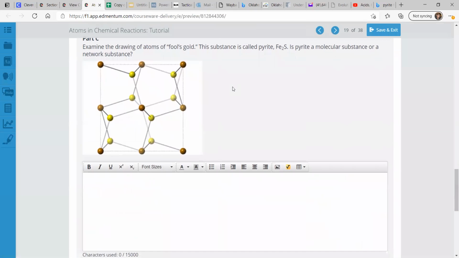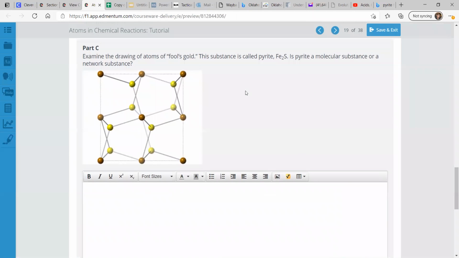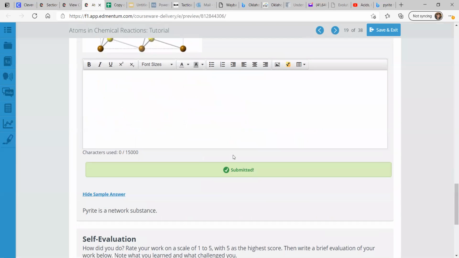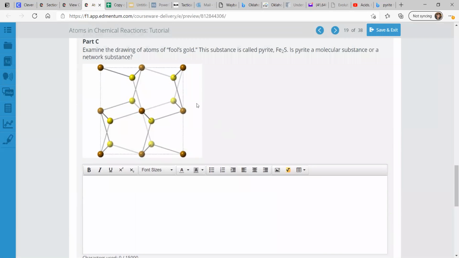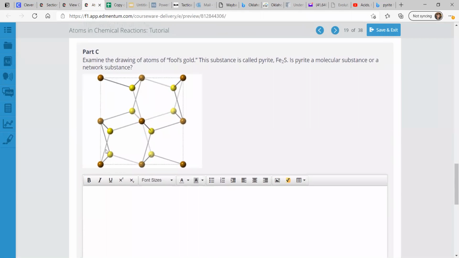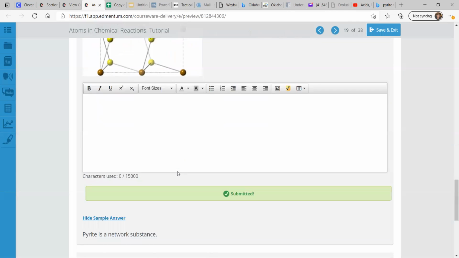And this is what it looks like, the molecular substance. Do you think it's more molecular or more of a network? It's a network. It just looks a little less structured than some of these other ones. But you can see how all of the molecules are connected.